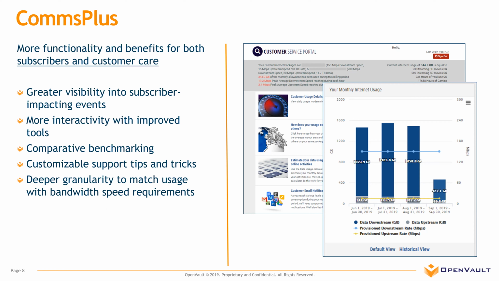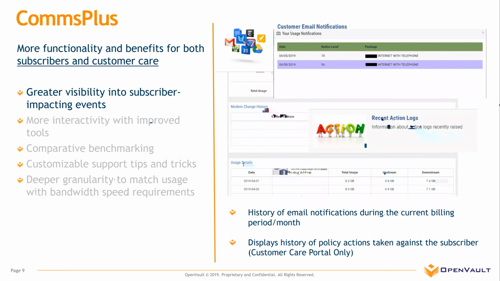And perhaps most importantly is what we call deeper granularity of data availability, and how we package that and how we represent that can have pretty significant impacts in terms of helping reduce phone calls into customer care, helping identify customers for upgrade, etc. So we'll run through each of those in a little bit more detail to give you a better picture of what this means. So first of all, greater visibility into subscriber impacting events.